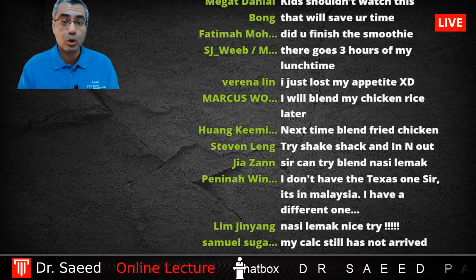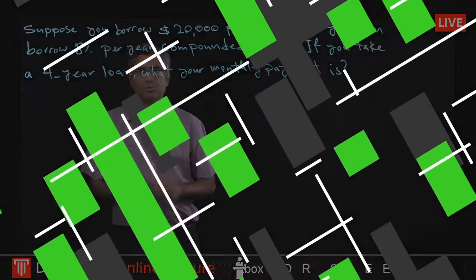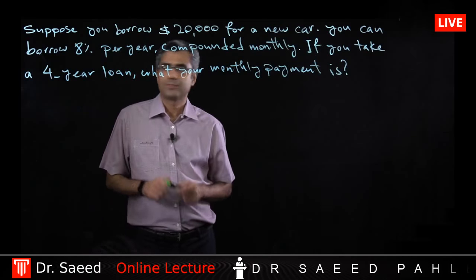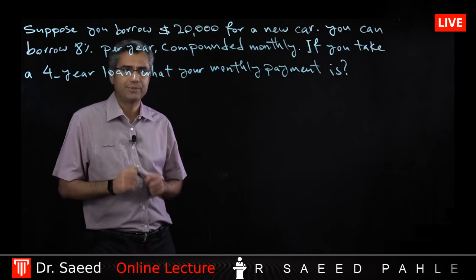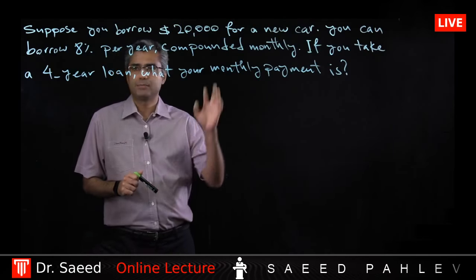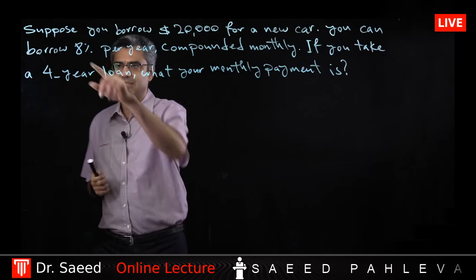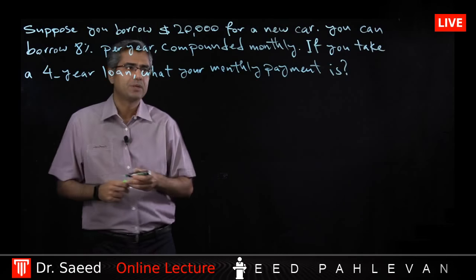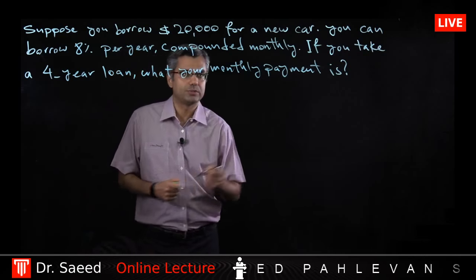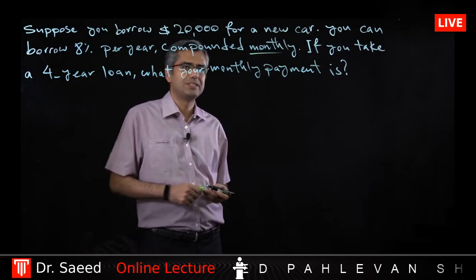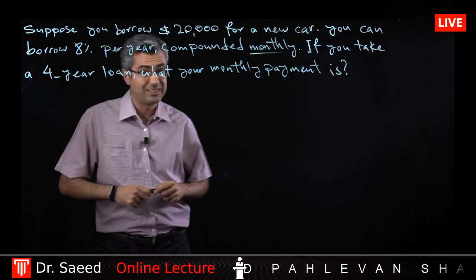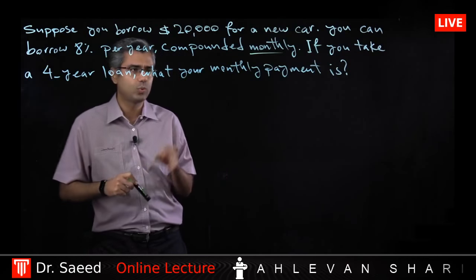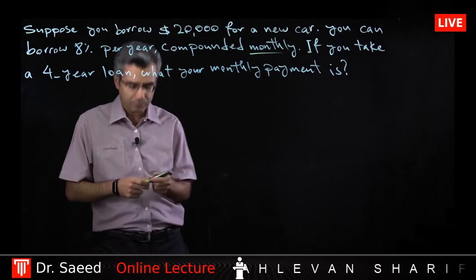I want to show you how to use it. Suppose you want to borrow 20,000 US dollars for a new car. You can borrow at 8% per year. It means the interest rate is 8% per year, compounded monthly. Oh, this is important, right? This shows that the period is a month. It's not a year. If you take a 4-year loan, what is your monthly payment?